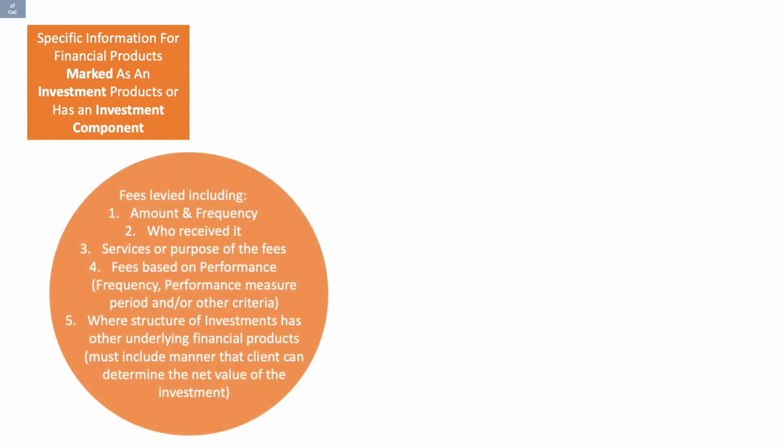Section 7, paragraph 1c, subsection 3 states that specific information for financial products marked as an investment product or has an investment component needs to be provided and disclosed. Firstly, the fees being levied in terms of 1. The amount and frequency of the fees. 2. Who receives the fees? 3. The services or purpose of the fees.